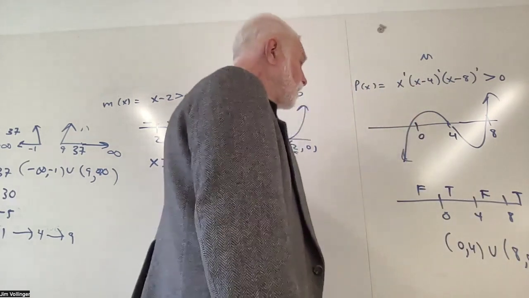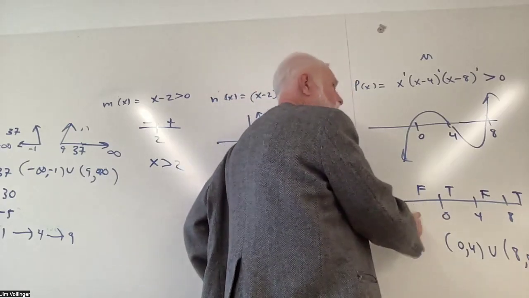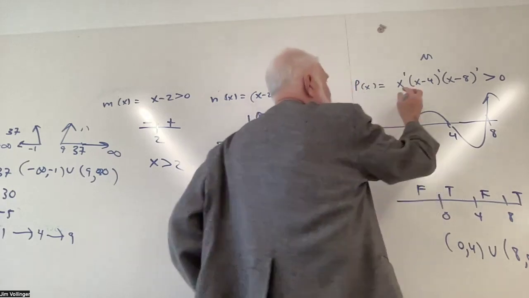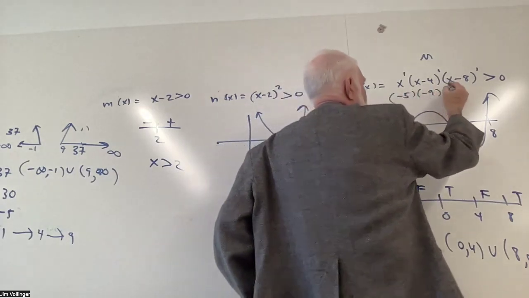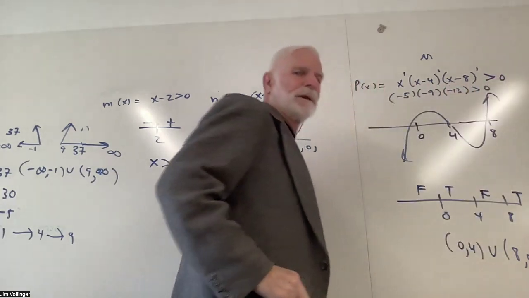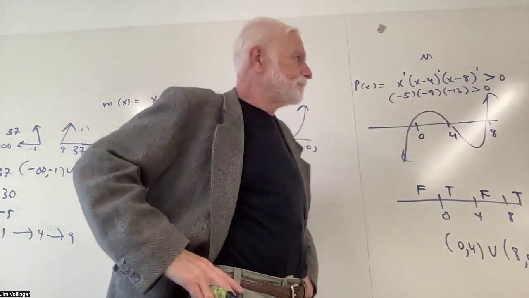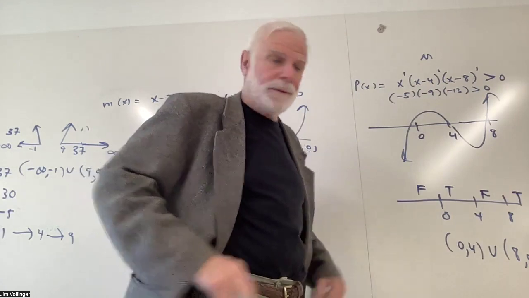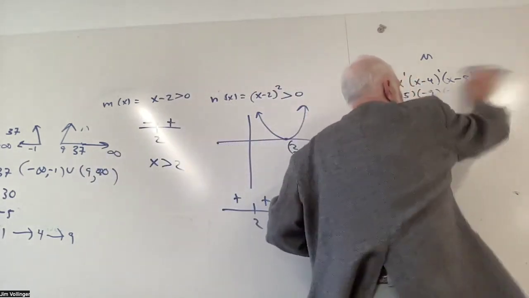All right. I said less than 0 is going to get a false. It's going to be a negative answer. Let's see if that's true. Let's put -5 in. -5 times -9 times -13. Is that greater than 0? Is a negative times a negative times a negative bigger than 0? The answer is no.